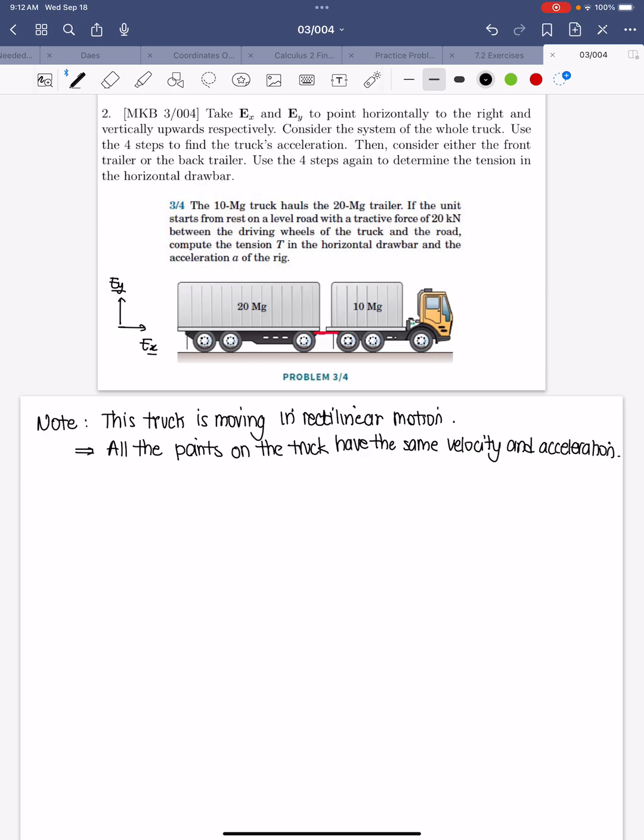So basically what is happening here is that this truck is moving in rectilinear motion. So all the points on the truck have the same velocity and acceleration. Basically you can choose your origin to be anywhere. And if you draw your position vector from the origin to any point on the truck, this is R1 to point 1, say, R2 to point 2. When you take the derivatives of R1 and R2, you're gonna get the same velocities and the same accelerations.